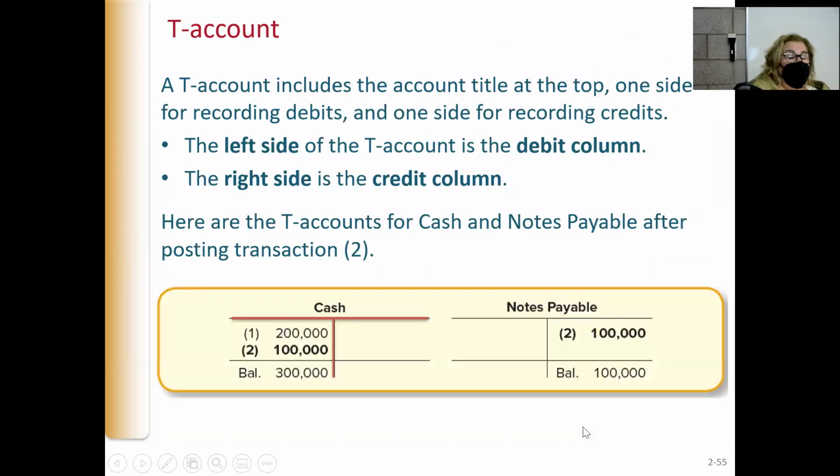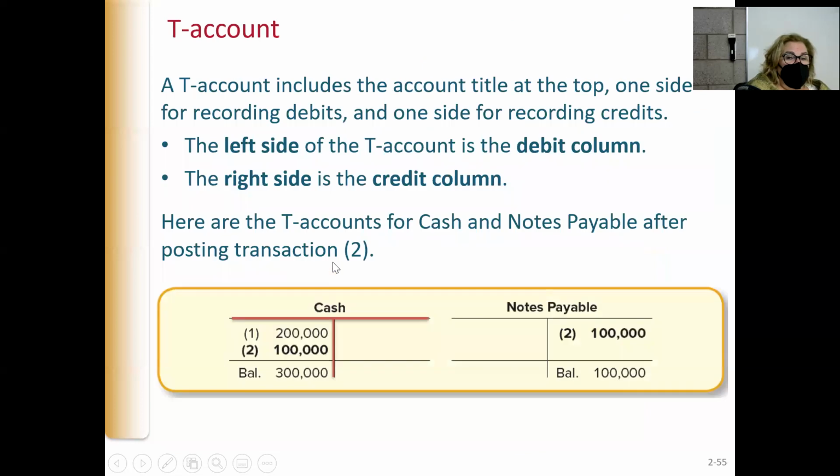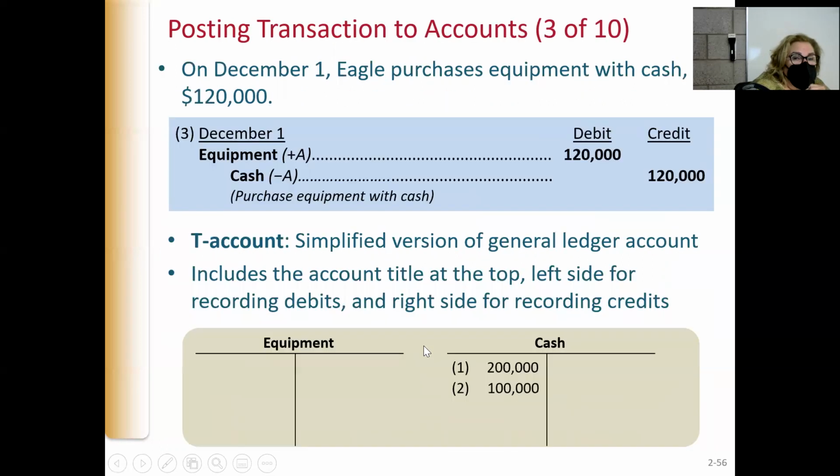Next. What they're trying to say here is instead of using these accounts, an easier way to do it is to use the account, but we call it a T account. We show our debits on the left and our credits on the right. Okay, it's the same purpose. We're just doing it a little different.